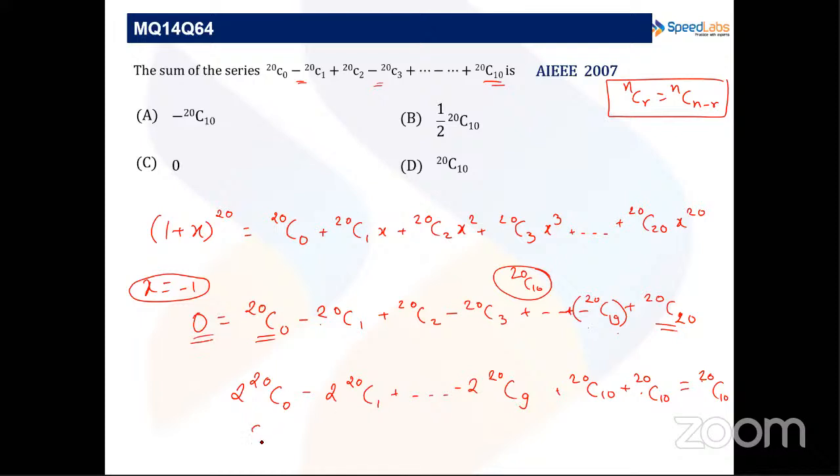So now 2 we can take out common, so we will have 20C0 minus 20C1 plus 20C2 and so on up to 20C10 equals to 20C10, and this 2 in multiplication, if we take it to the RHS, it will be in division. So our answer will be 1 by 2 times 20C10, which is our option number B. So the correct option is option number B. Moving to the next question.